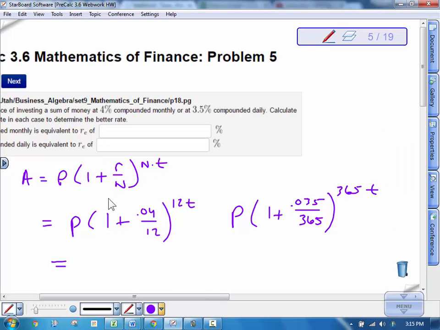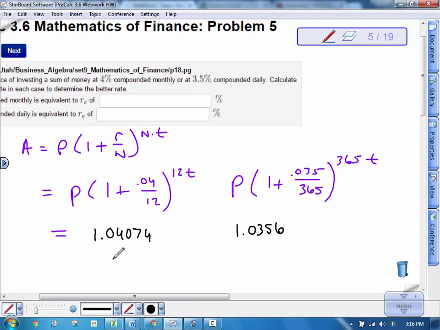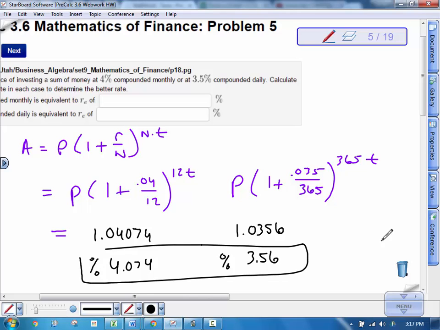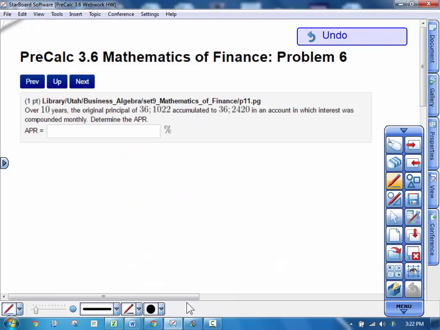What I'm going to do is simplify this number right here and look at that interest rate. So if I do in my calculator 1 plus 0.04 divided by 12, to the 12th, that gives me 1.04074, and the other is 1.0356. So I would enter the effective interest rate for the first one as 4.07. And for some reason they wanted a third decimal place on that. I don't know why. And then for this one, 3.56 seemed to work. As long as it's within 10% of the answer, I believe it works. But it looks like we got those two answers.